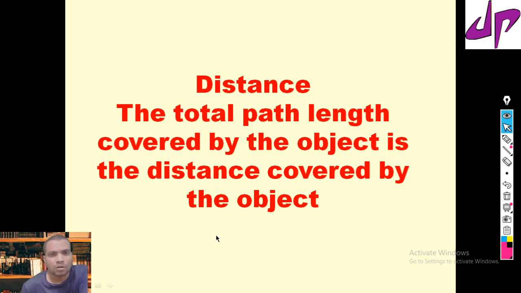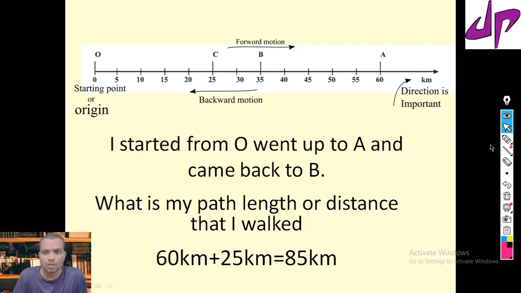Today I would like to talk about new concepts which we already know, just recall them. First is distance. Distance is nothing but the total path length covered by the object during the motion. When an object is in motion, the total path length covered by the object is known as distance. So let us understand that with an example.